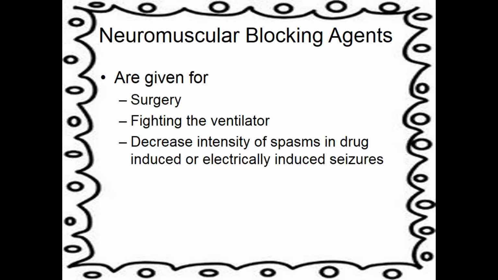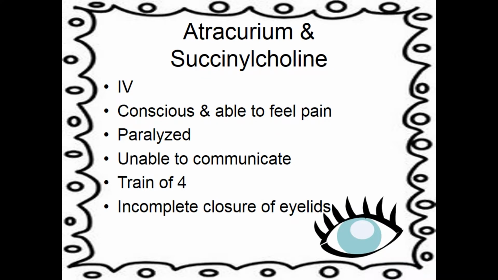Neuromuscular blockade agents are given for people who have surgery, people who are on the ventilator and fighting against it to breathe, and people who are having drug-induced or electrically induced seizures. It can decrease the intensity of the spasms. Some examples of these are atracurium and succinylcholine. They are given IV. These patients are conscious, awake, and able to feel pain. They are just and only paralyzed.